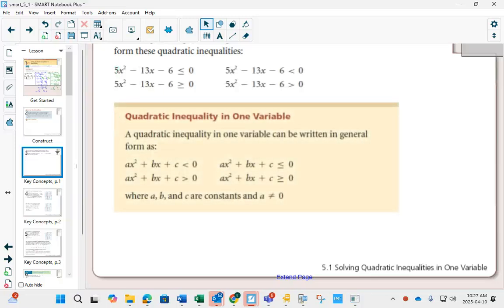I want you to turn to the top of page 341. Okay? And here we have quadratic inequalities.